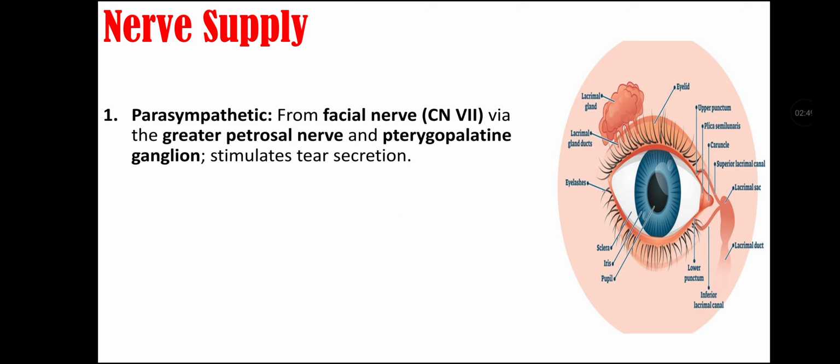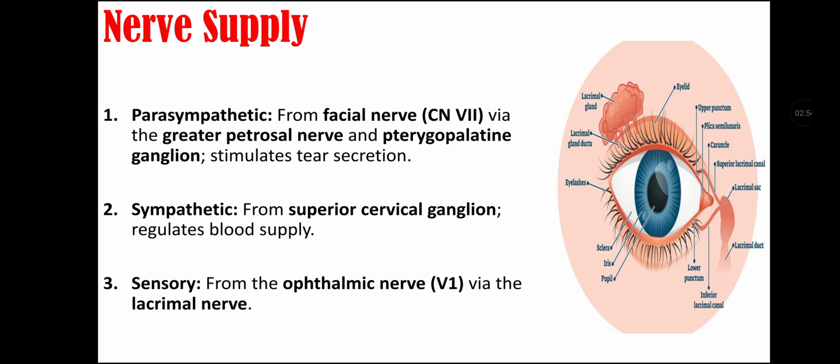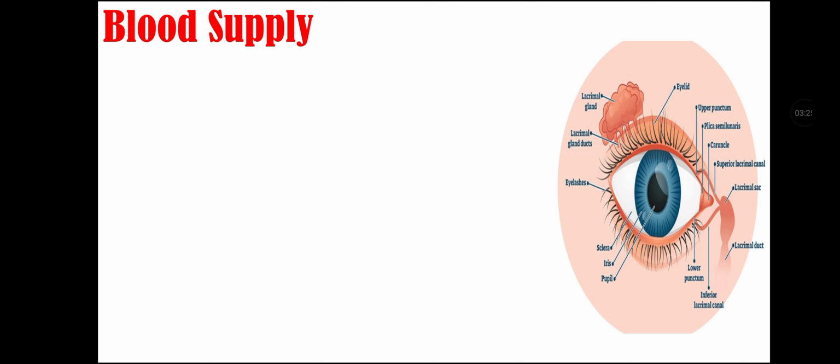Nerve supply of lacrimal apparatus. It has parasympathetic nerve supply, sympathetic nerve supply and sensory nerve supply. Parasympathetic nerve supply of the lacrimal apparatus is from the facial nerve, that is the 7th cranial nerve, through the greater petrosal nerve and pterygopalatine ganglion, and it stimulates tear secretion. Second is sympathetic nerve supply, that is from the superior cervical ganglion and it regulates blood supply. Third is sensory nerve supply, that is from the ophthalmic nerve, that is a branch of the trigeminal nerve, and it is through the lacrimal nerve.